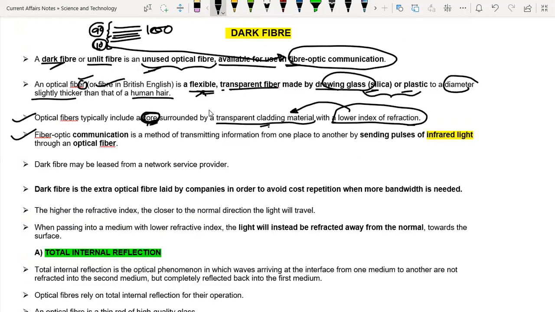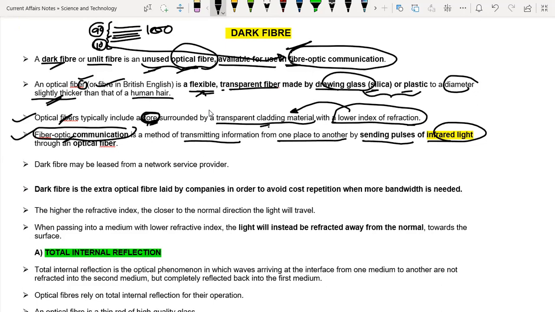The fourth point is fiber optic communication. Fiber optic communication is a method of transmitting information from one place to another. If you want to transmit information from one place to another with the help of optical fiber, you basically send pulses of infrared light through an optical fiber.